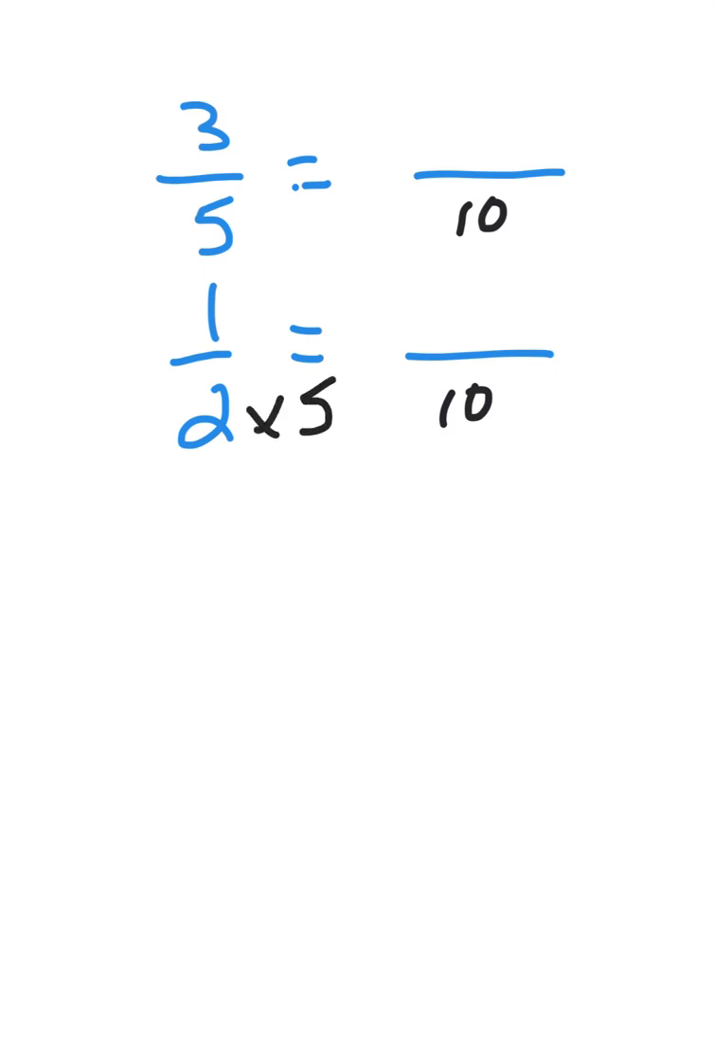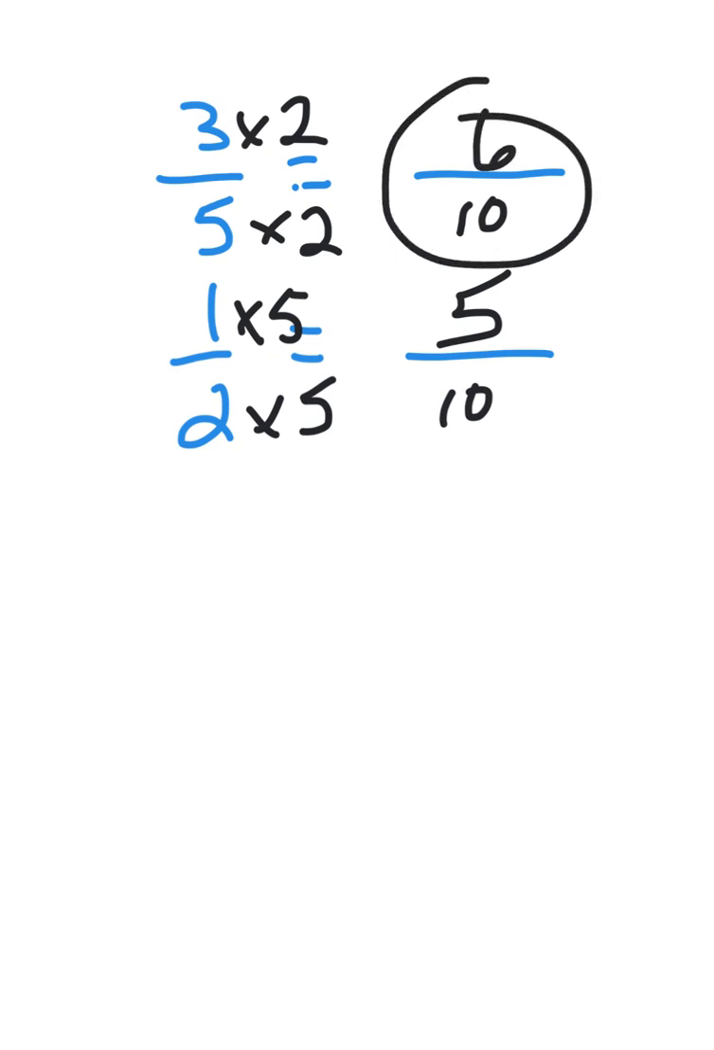So 2 times 5 is 10. 1 times 5 is 5. 5 times 2 is 10. 3 times 2 is 6. This one's greater. And so you'll circle just the ones that's greater.